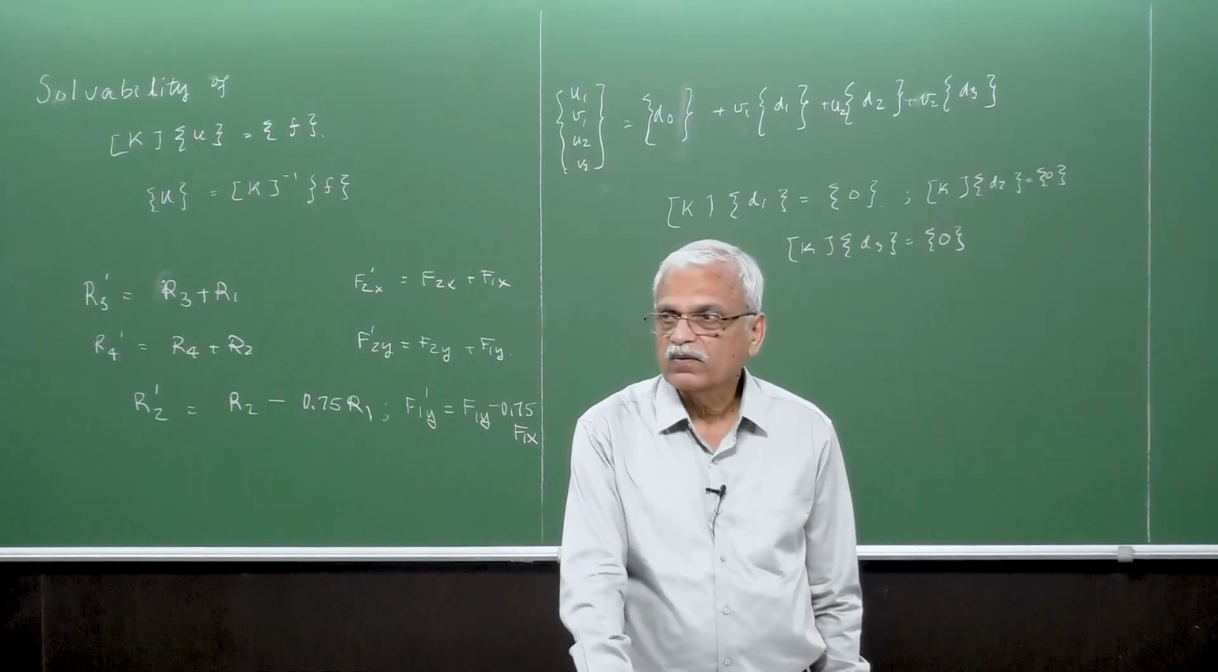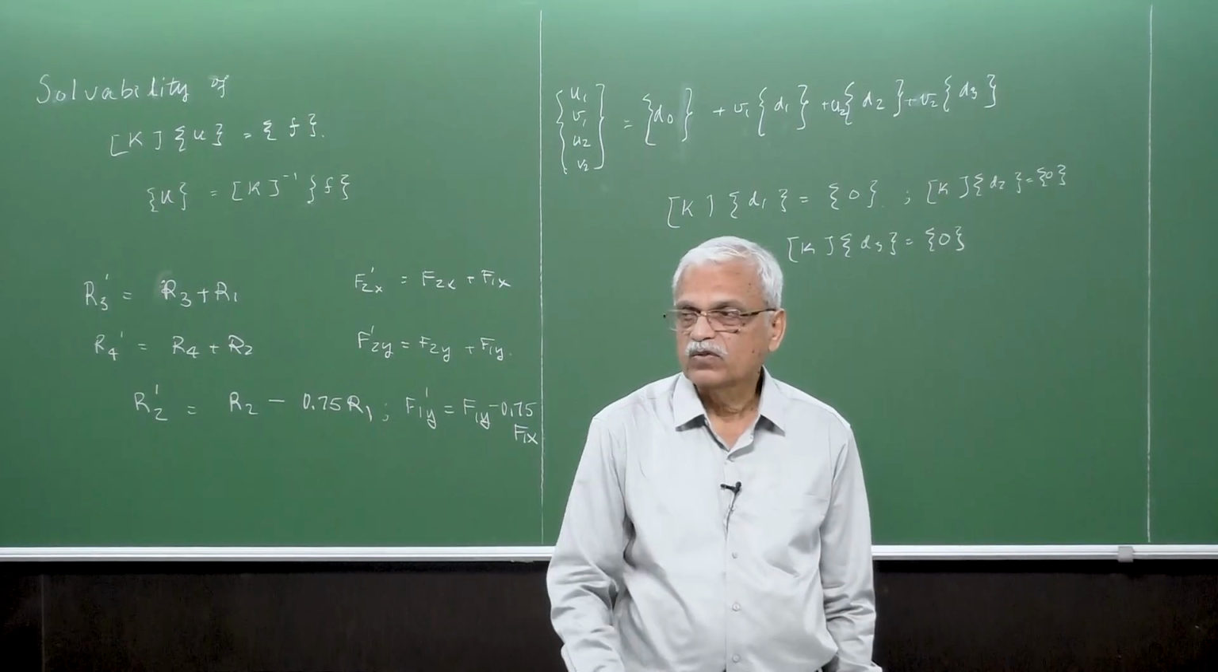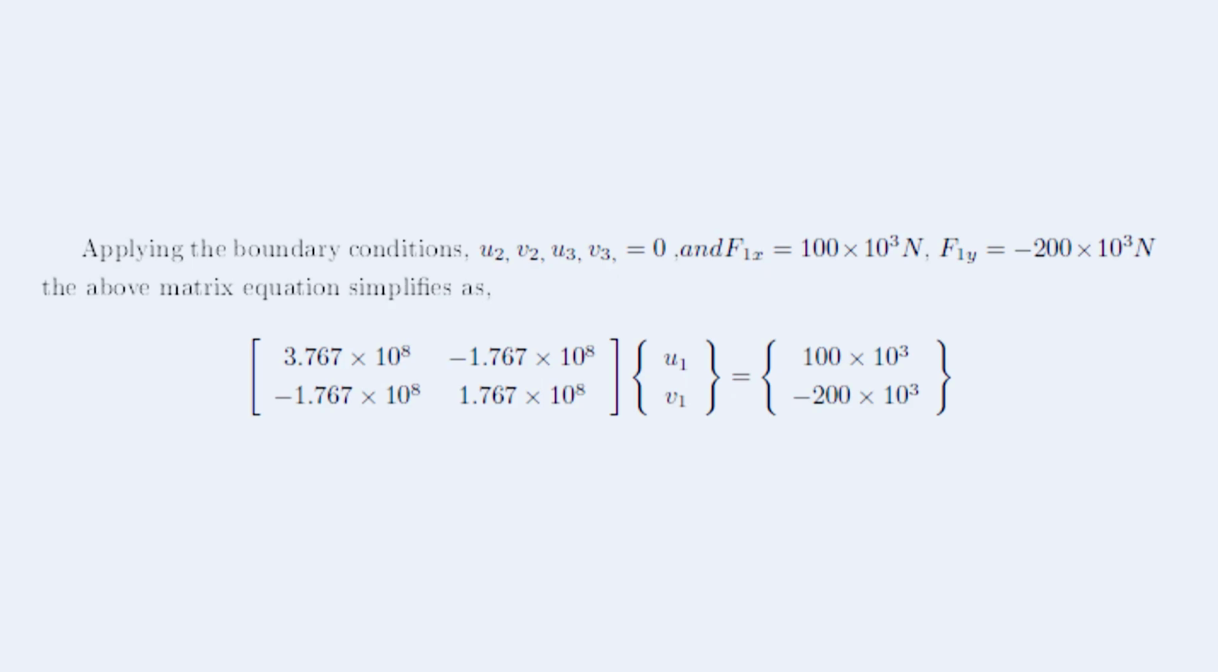Otherwise, we can find out the deformations. So what we have here is this one. Out of that 6 by 6, we can extract just the 2 degrees of freedom, u1, v1.